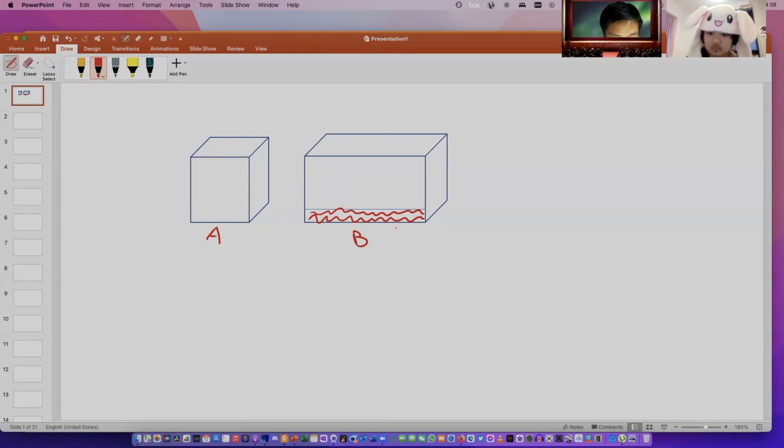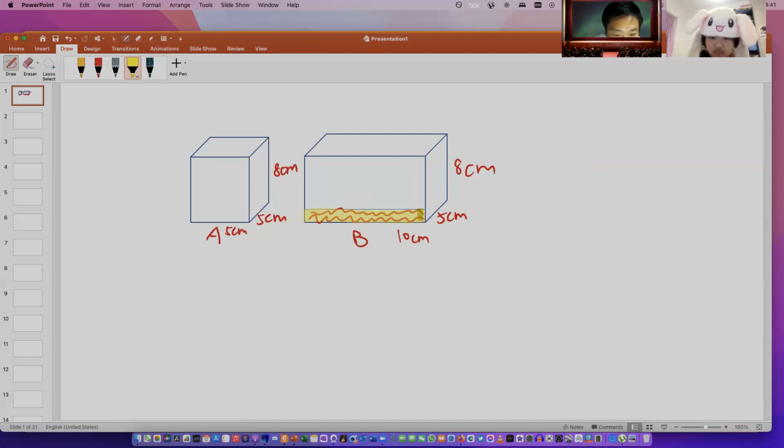Let's say this is 10 cm, this is 5 cm, and this is 8 cm. Then for this one, this is 5 cm, this is 5 cm, and this is 8 cm. So container A has these dimensions, and container B has these dimensions, and of course container B has some water inside already.